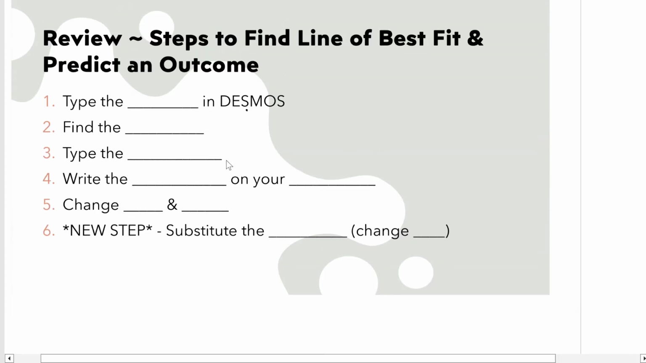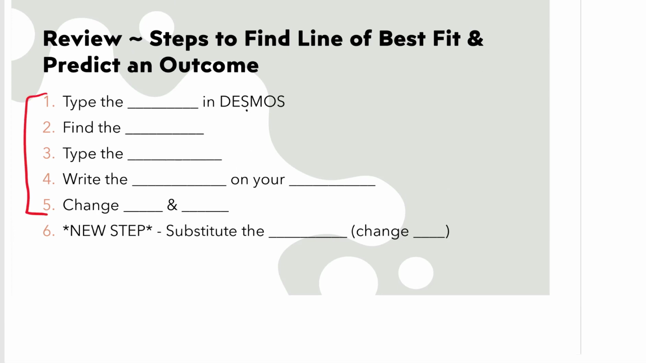Next, we're going to review the steps on how to find the line of best fit and predict an outcome. So, steps 1 through 5 are the same from the last target on line of best fit. Pasos 1 entre 5 es el mismo que el tema antes, sobre línea de mejor ajuste.